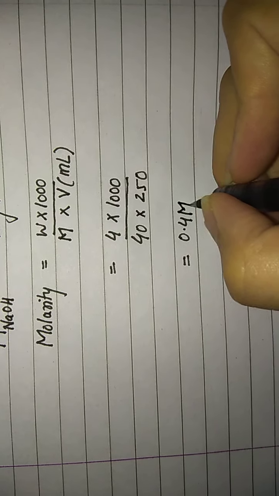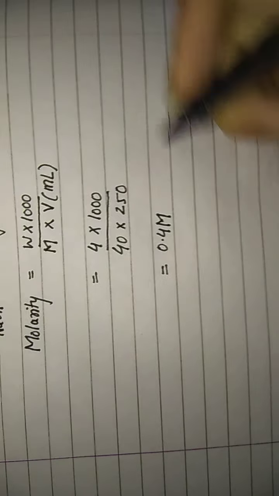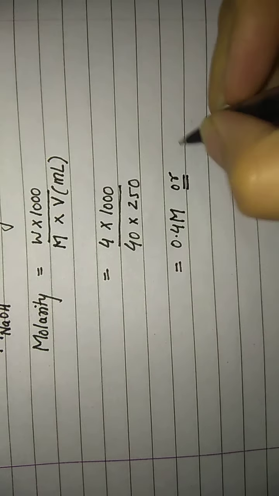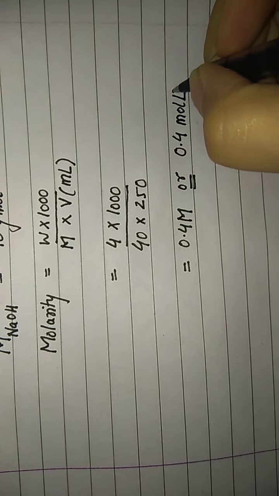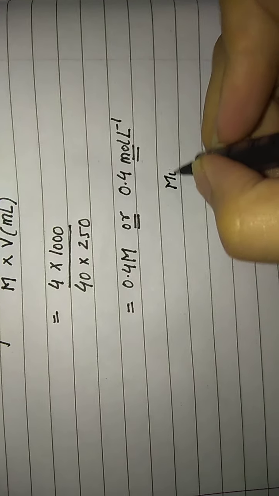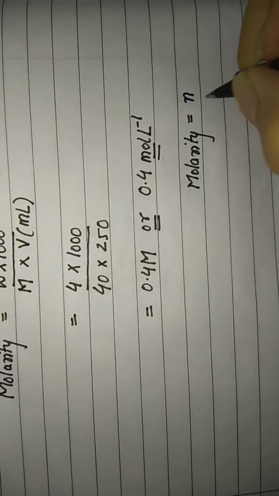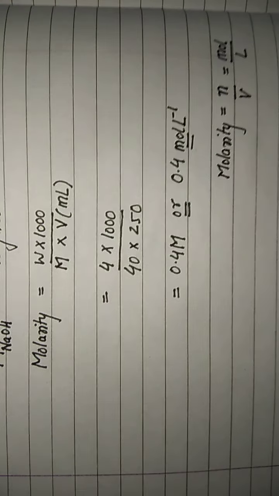I will either write capital M, which means it is a 0.4 molar solution, or there's another way of expressing the molarity. What is it? 0.4 mole per liter. Now from where do I derive this particular unit? I know that molarity is mathematically expressed as number of moles divided by volume, right? So the unit of number of moles is mol and this is liter. So you get mole per liter from here.